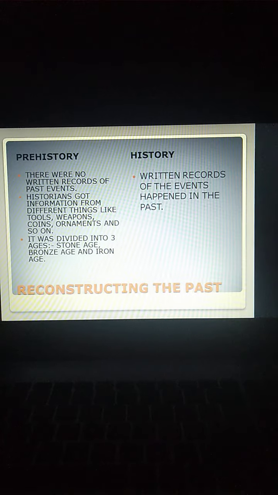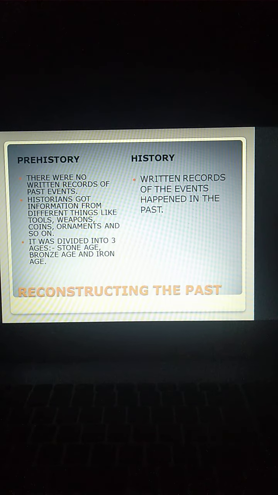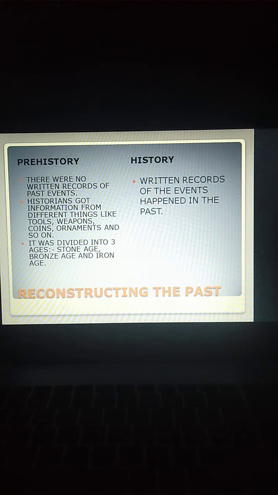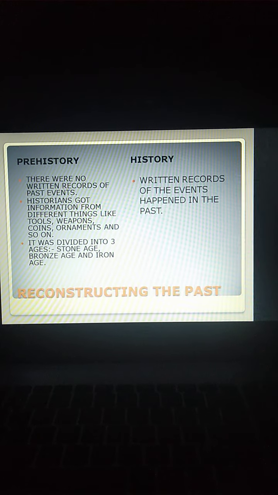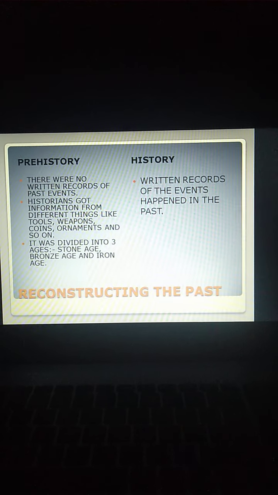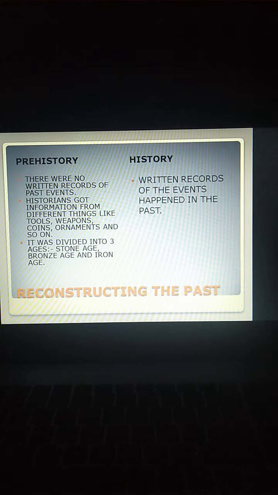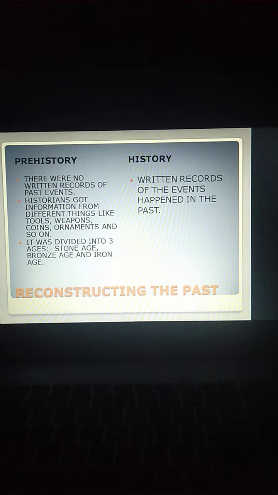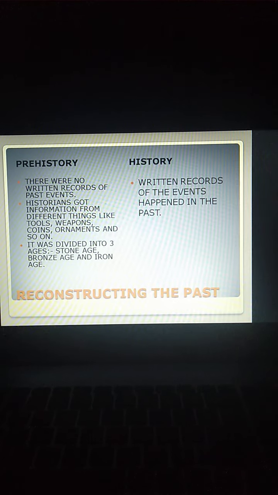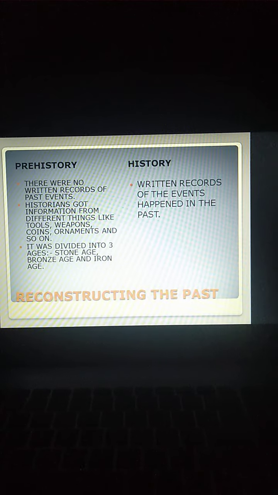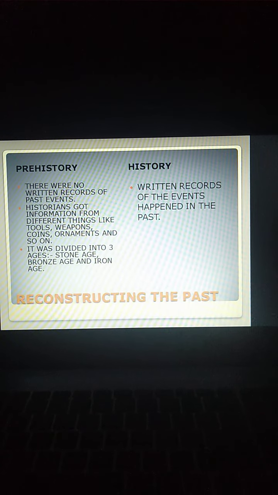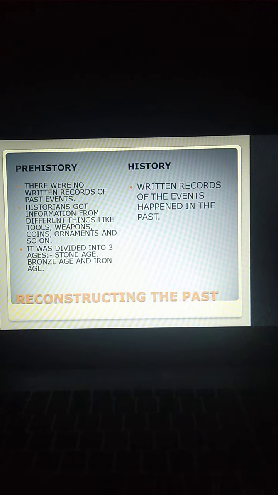Stone Age, where everything made up of stone was used. Bronze Age, where copper products were mostly used. Then Iron Age, where products made up of iron were used. Then the historical period, where there were written records of anything and everything that happened in the past.